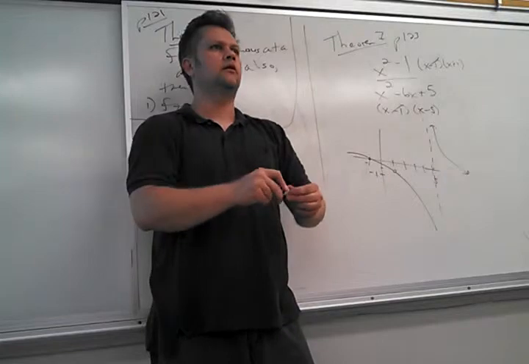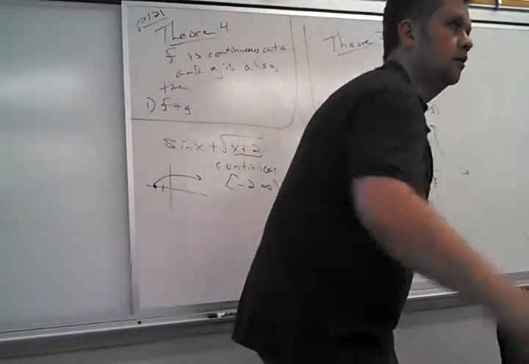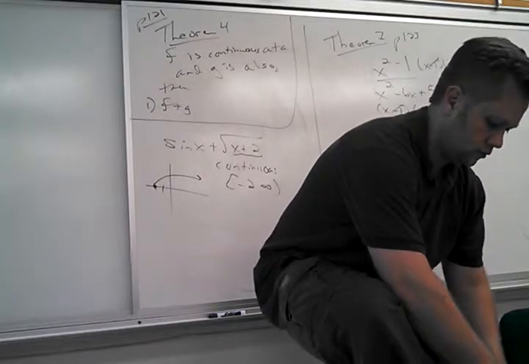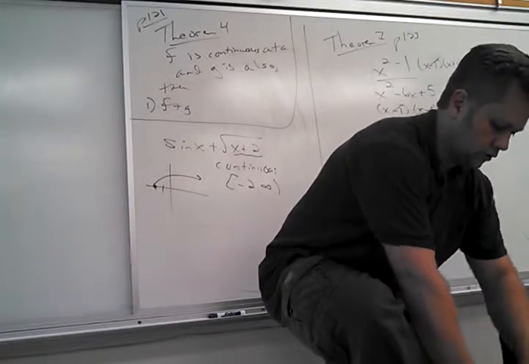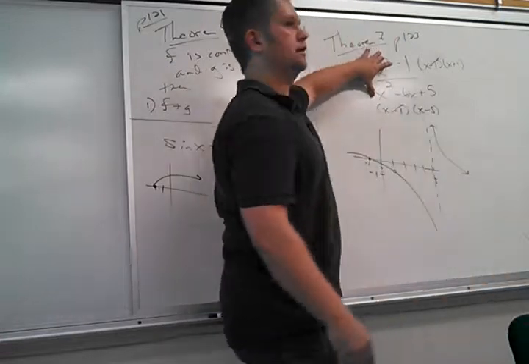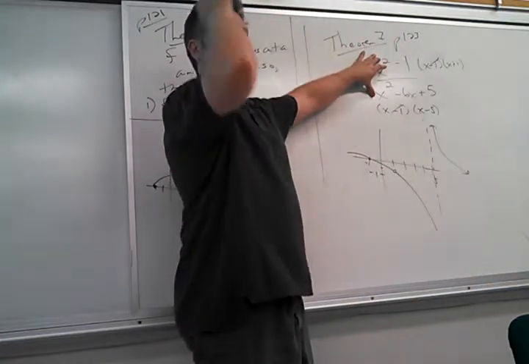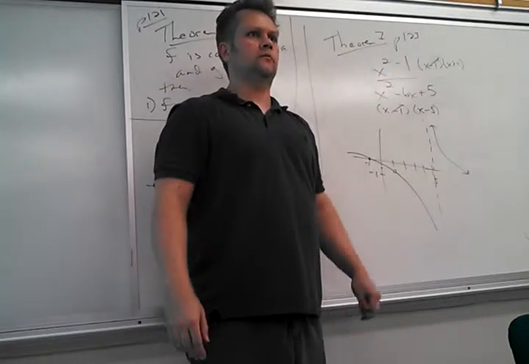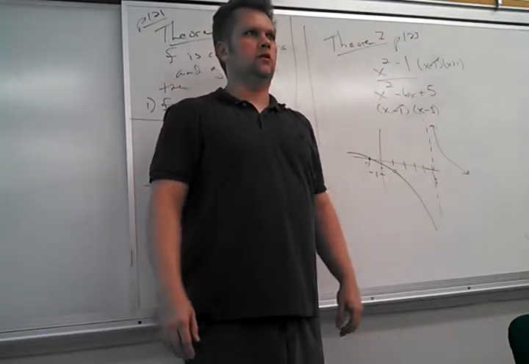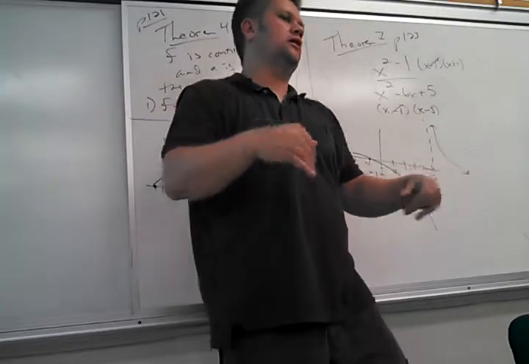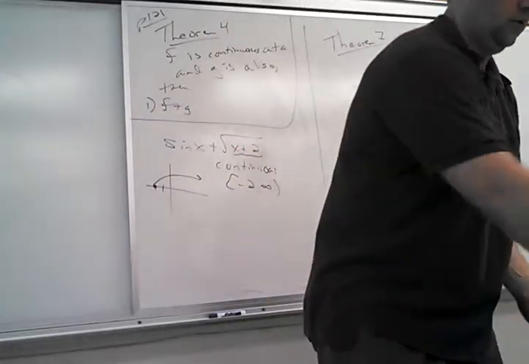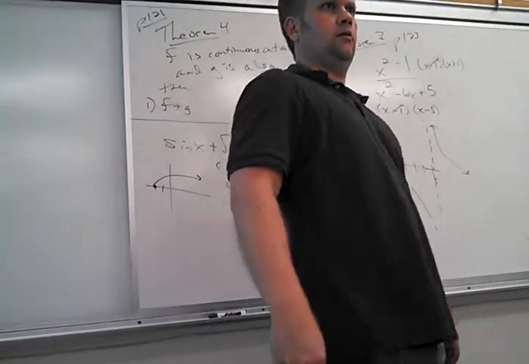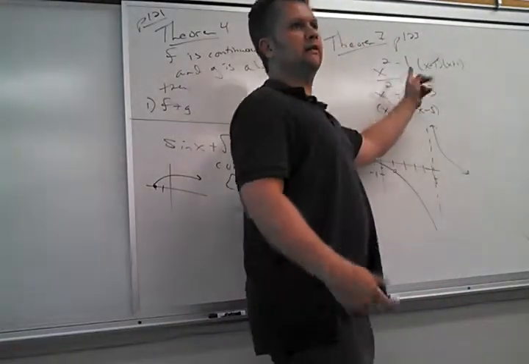So the domain of that equation was all real numbers except for x equals 1 and x equals 5. So if I gave you this and I said, where is this continuous? You would say everywhere except 1 and 5, because that's not in its domain. It's continuous on its domain. So you just have to exclude whatever's not in its domain. Because there's a vertical asymptote, at 5 it's not continuous.